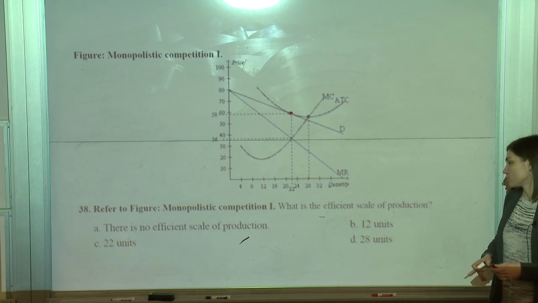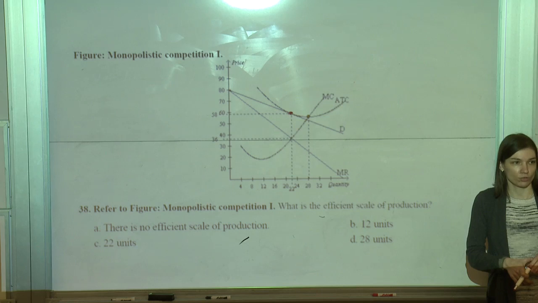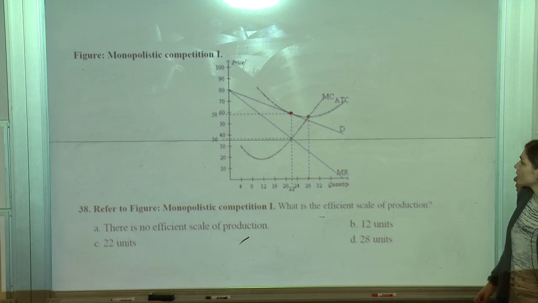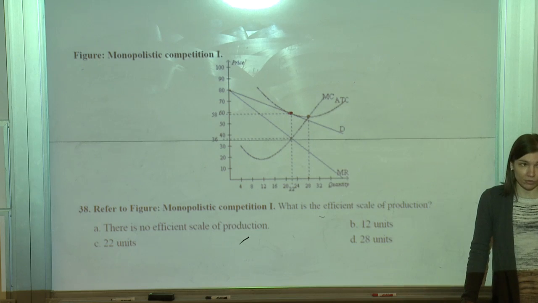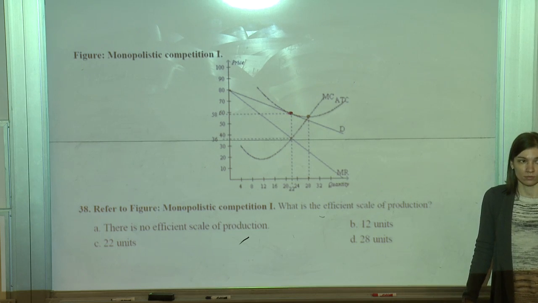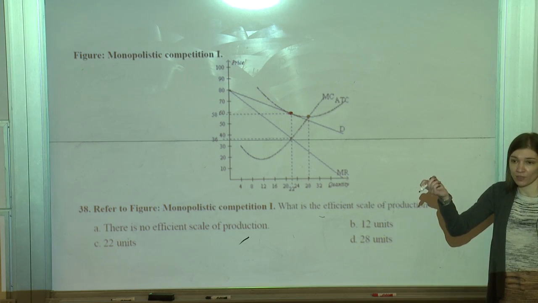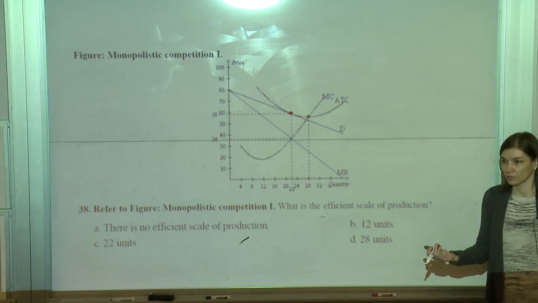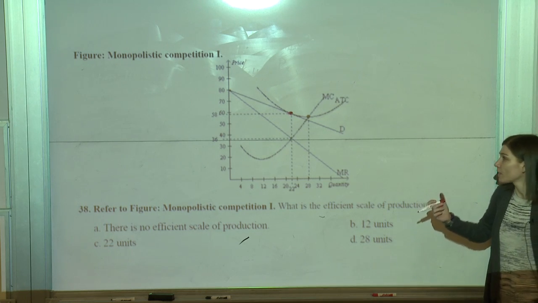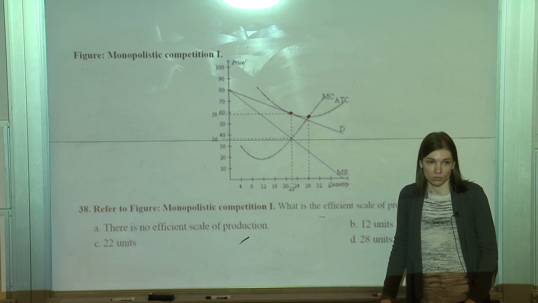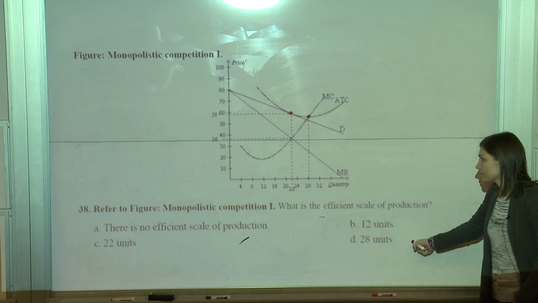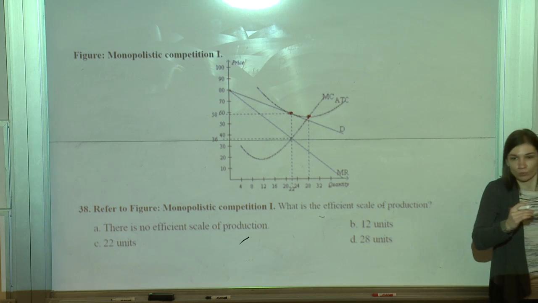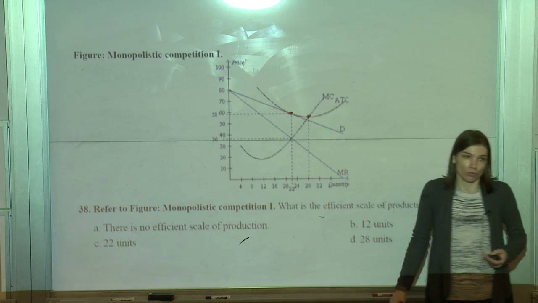So what is the efficient scale of production in this question? Sorry? 22. That's what the monopolistic competitor is doing, but that's not efficient. Well, the efficient outcome we know is the perfectly competitive outcome, right? And what does perfect competition tell us? Where do they produce when all is said and done? At the minimum of average total cost. So what's the efficient scale? 28. All right? Basically, everybody ends up producing where it's the cheapest to produce. And the cheapest is at the minimum of average total cost.